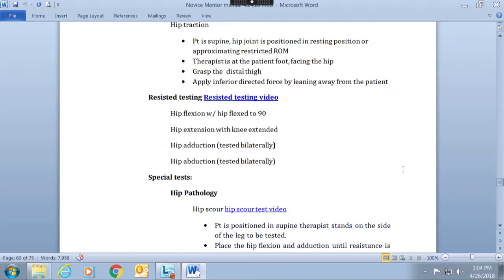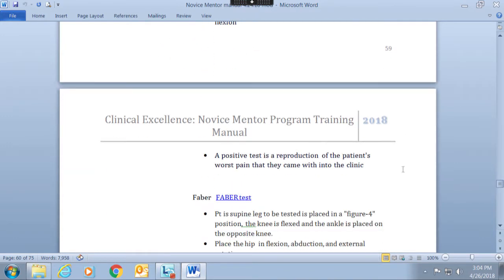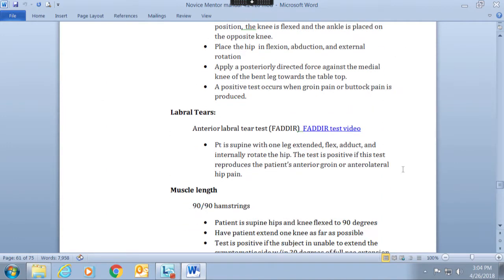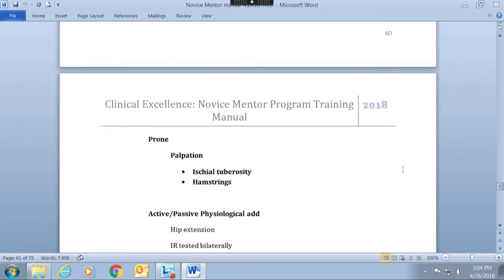The next ones you can look at the video as well, resisted testing in supine, which is hip flexion with knee flexed to 90. Hip extension, again, done in the supine position as a general idea. The hip extension, you can do adduction and abduction bilaterally. Special tests you can review by watching each one as a video. We won't talk about them for now. Then muscle length. Then we go prone.